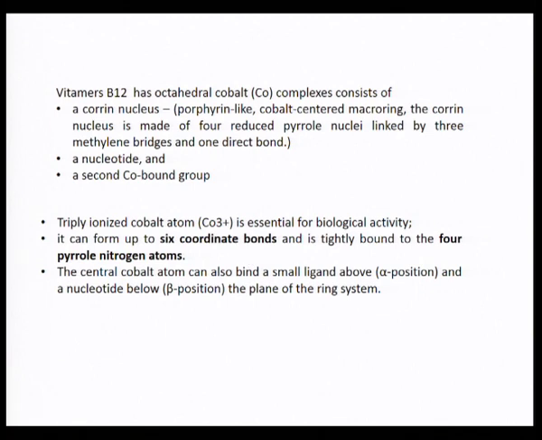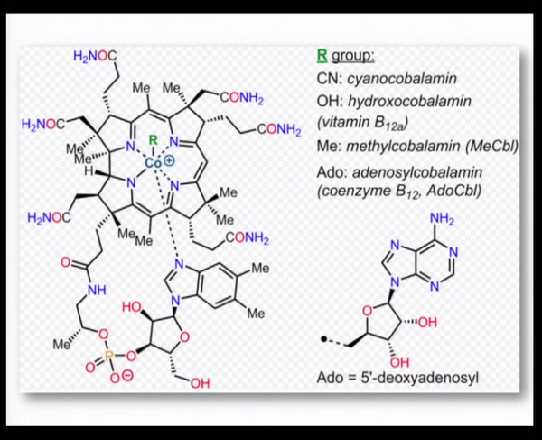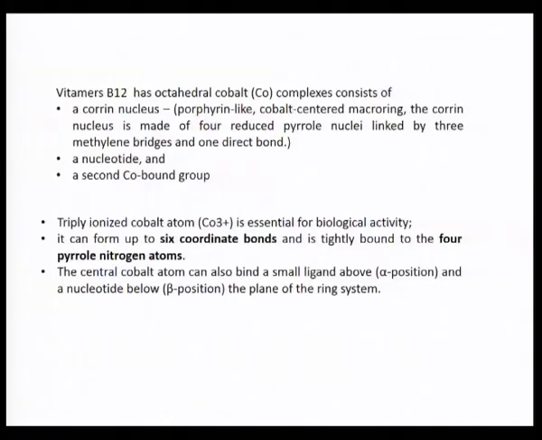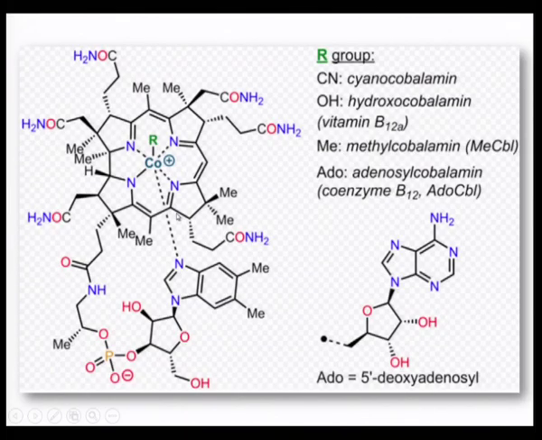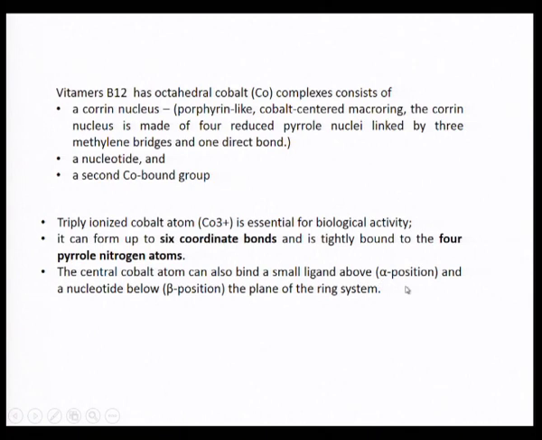Now, the central cobalt atom also has a provision for 6 coordinate bonds that it is capable of forming. Four are formed by the pyrrole rings. So the other 2, one above and one below, you could expect there. That is basically in the alpha position and in the beta position.